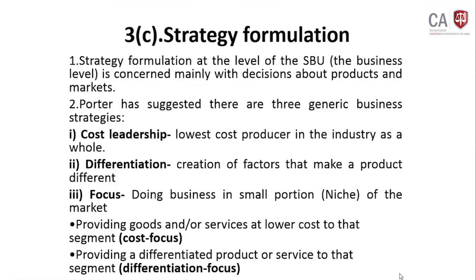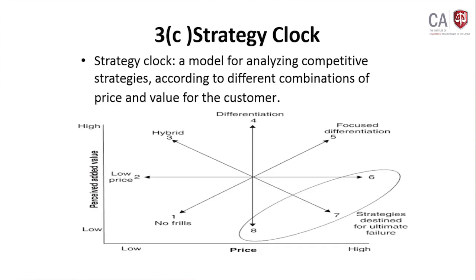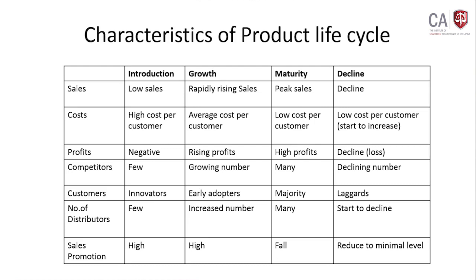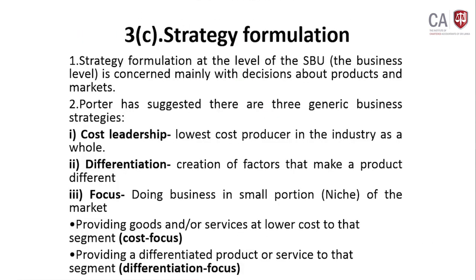So, what are the models we can use here? We can use any model you prefer. You can use Porter's generic strategies. You can use the Bowman strategy clock. You can even use blue ocean and red ocean strategies. I will mainly use Porter's generic strategies here.